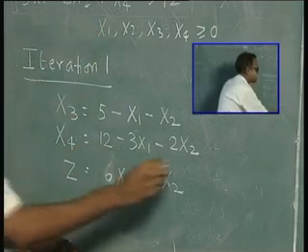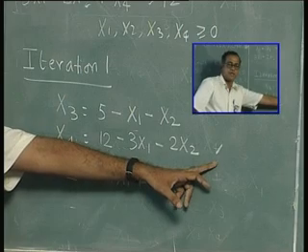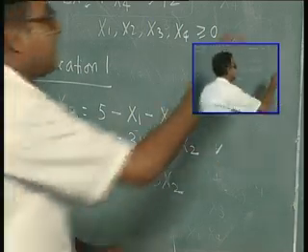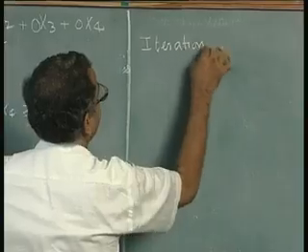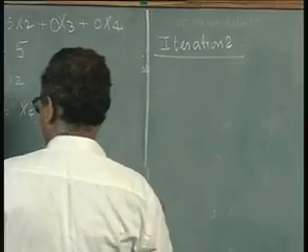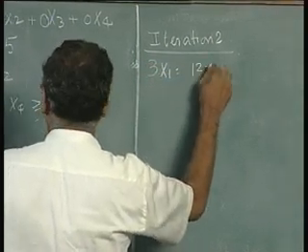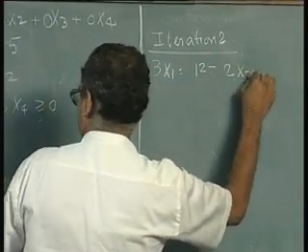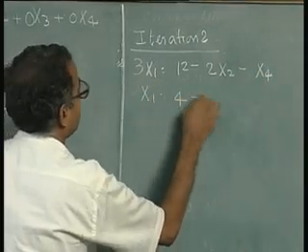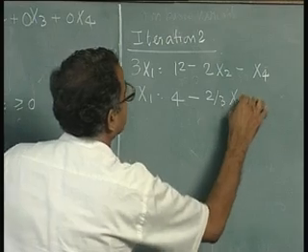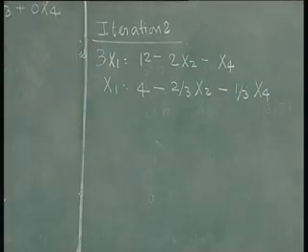So now this constraint or equation becomes the binding equation, which is going to determine the value that x1 can take. So we write this again as iteration 2. We now rewrite, we say 3x1 equals 12 minus 2x2 minus x4. x1 is 4 minus 2 by 3 x2 minus 1 by 3 x4.